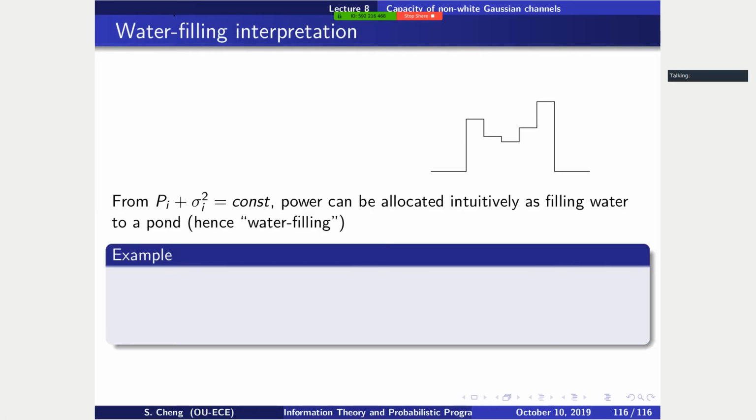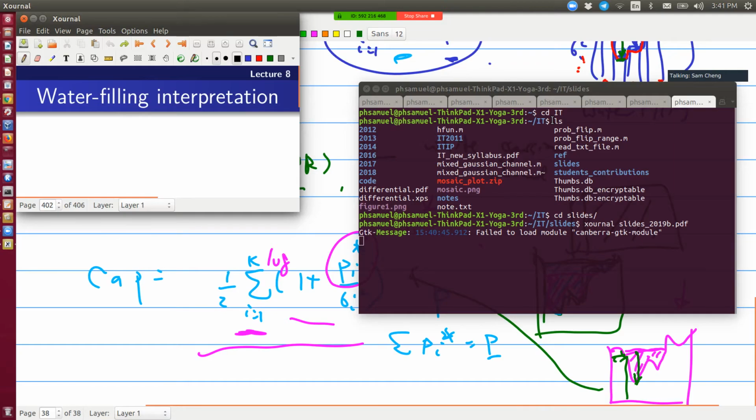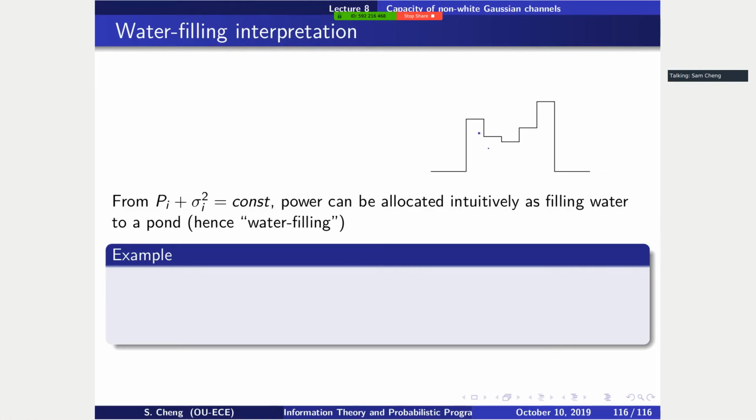Maybe take this as an example. So this is a very simple case where I only have 1, 2, 3, 4, 5, right? Five different parallel channels here. Noise. Let me use maybe another color. Right, 1, 2, 3, 4, 5 here. Parallel channels here. So use this example.